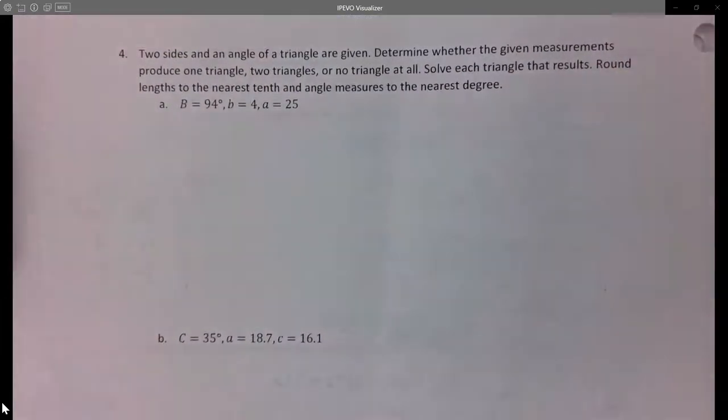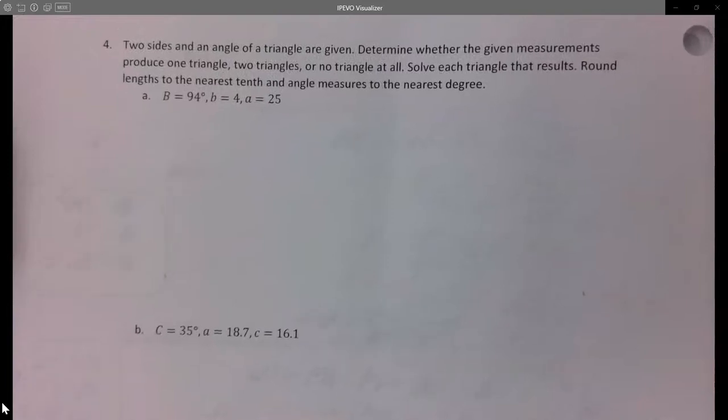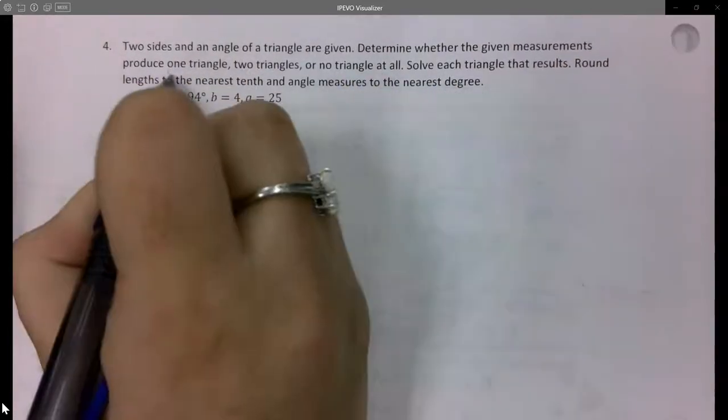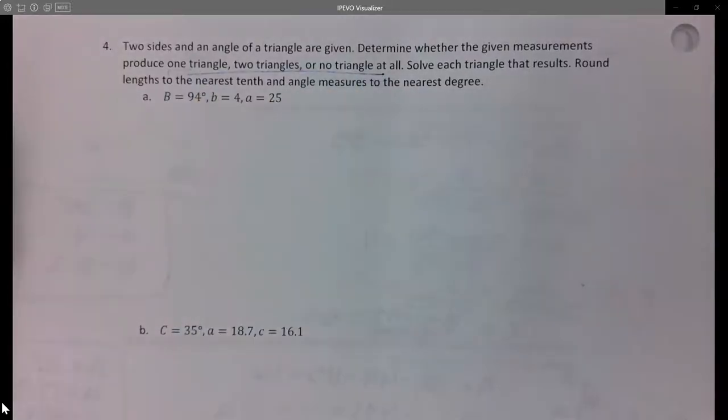So moving on, the next one is telling me two sides and an angle are given of a triangle. It wants me to determine whether the given measurements produce one triangle, two triangles, or no triangles at all. So when it tells me this phrase, I want to use law of sines again. And it wants me to solve each triangle that results. It wants me to round my lengths to the nearest tenth, and the angle measures to the nearest degree. So on part A, I'm going to start off by drawing my triangle.